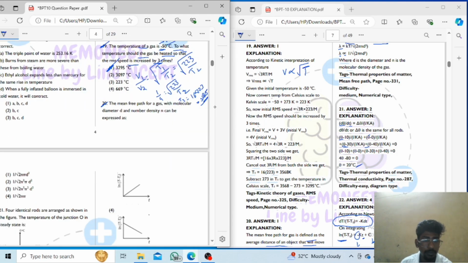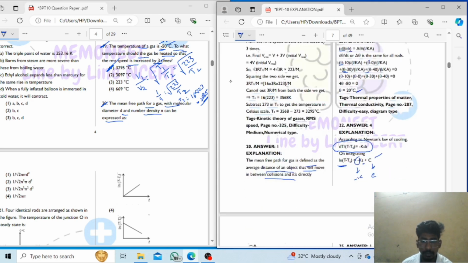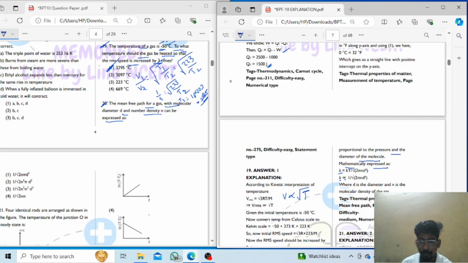Question number 20. The mean free path of the gas with molecular diameter d and the number density n can be expressed as. So what is the mean free path? First of all, the mean free path of the gas is defined as the average distance an object will move between collisions. The formula is lambda equals kT by root 2 pi n d squared, where lambda is the mean free path, k is the constant, and T is the temperature in Kelvin.